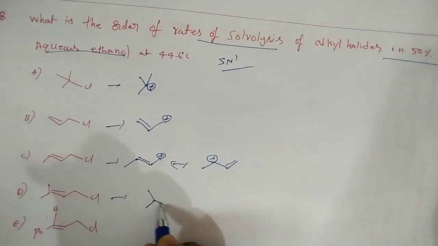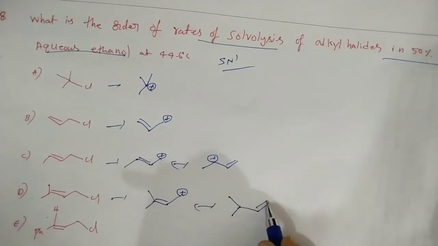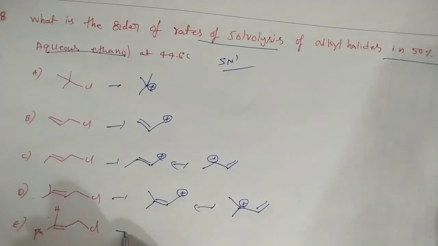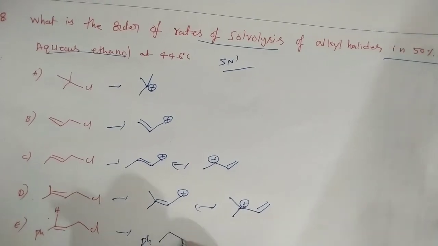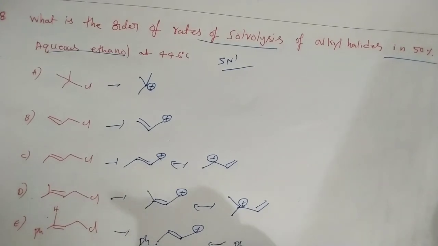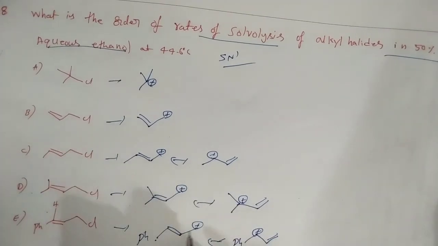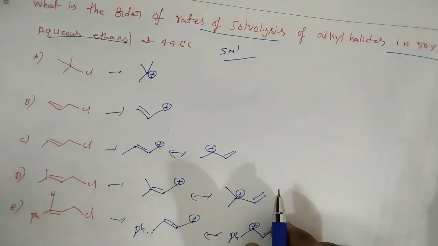Now in this case, allyl carbocation, but here a tertiary allyl carbocation we will get. Here in this case, phenyl double bond here plus. Here there is a conjugation with the benzene ring as well as allyl. So by the resonance here, of course, it is a more stable one. The conjugation with phenyl as well as the double bond.